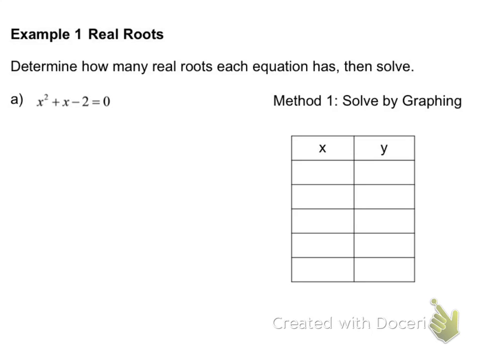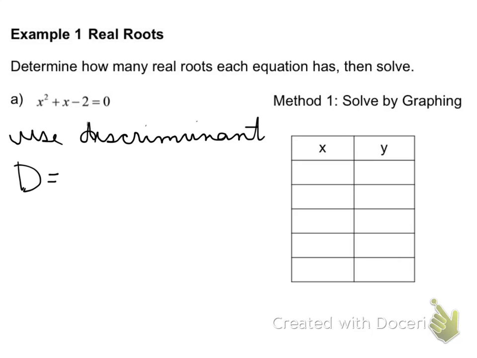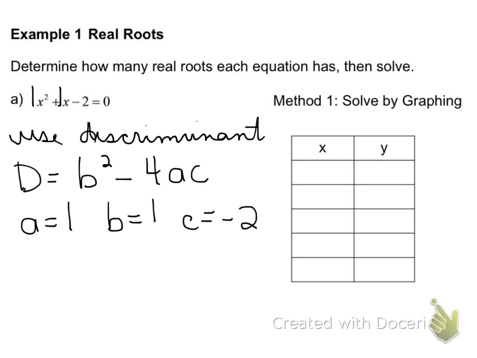Alright, so here it says determine how many real roots each equation has. If we want to just determine how many roots there are, we're going to use the discriminant. Pardon the writing on here, it's a little bit messy. But we're going to go ahead and use the discriminant. From the previous equation, the discriminant formula is D equals b squared minus 4ac. My a value is the value in front of the x squared, which is 1. My b value is also 1, that's the number in front of my x. And my c value is negative 2.